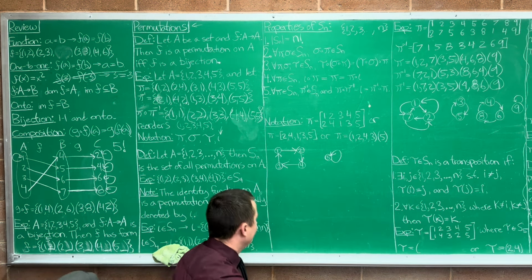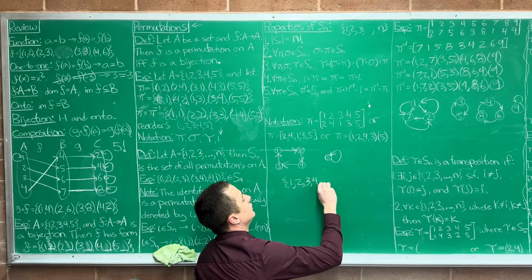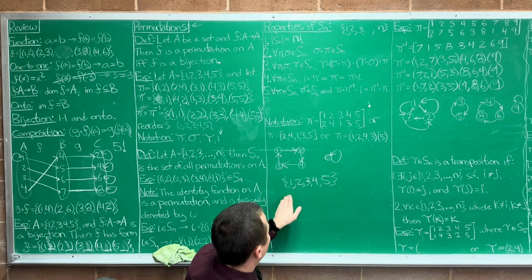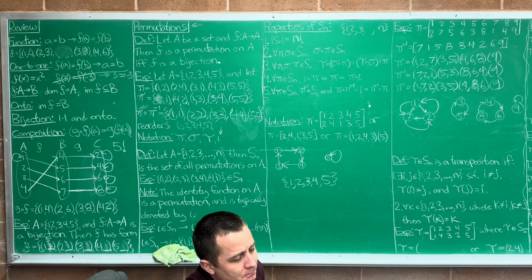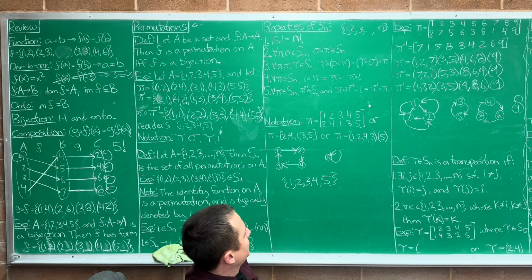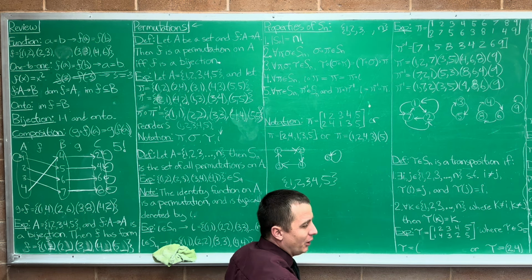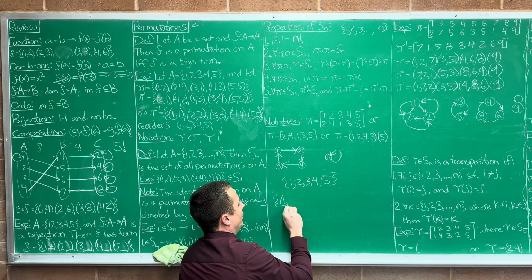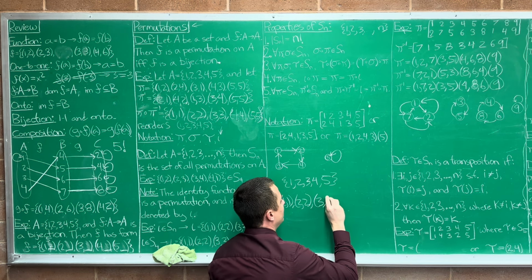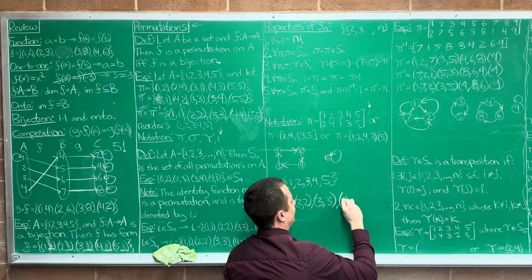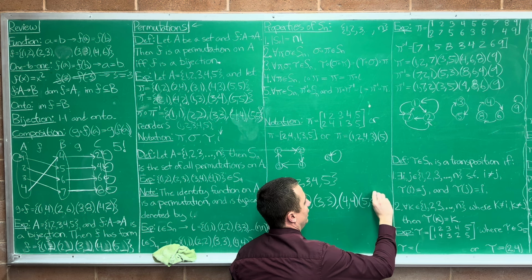Now, imagine I have this set 1, 2, 3, 4, 5. What is the simplest function I can create on that set? What's the simplest permutation? The identity one, probably. The one that maps 1 to 1, 2 to 2, 3 to 3, 4 to 4, and 5 to 5. That's probably the simplest permutation you can create on it.